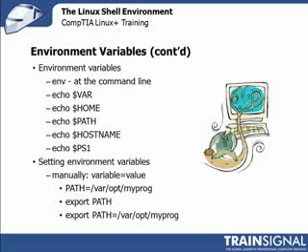Now you can also set environment variables manually by using the equal operator, using the syntax variable equals value, or something like PATH equals /var/opt/myprogram. The export command will make the variable available to programs you launch from the shell. Let's go back to our terminal window and take a look at that.